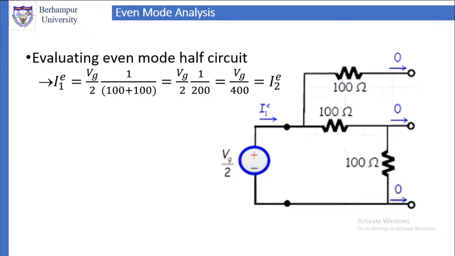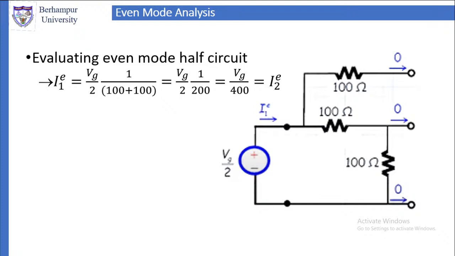Now let us do the even mode analysis. Because of the symmetry, we will take one half, the port 1 side. If we consider the port 1 side, along the symmetry line the current is 0, so that is an open circuit. Along the symmetry line the current is 0, that is an open circuit. Now we have to find out the current entering the circuit at port 1.